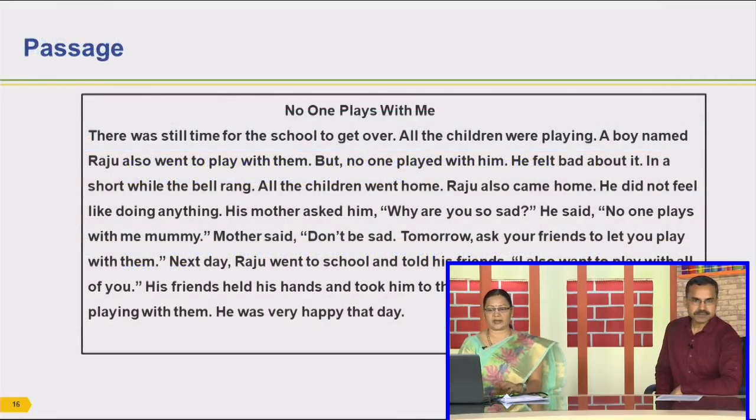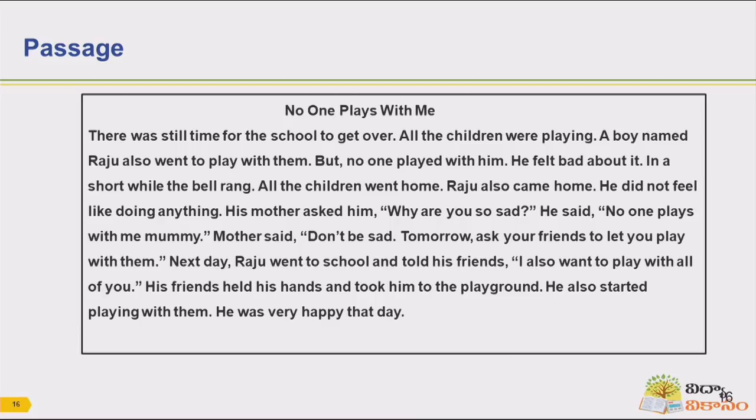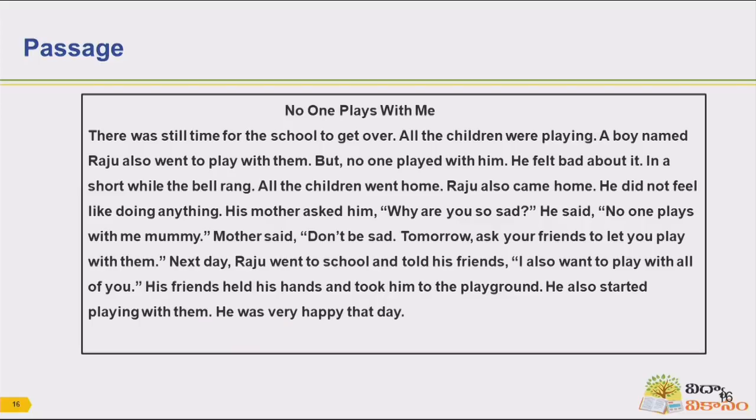So, let us see the passage that they have given in NAS. If you see this passage, they have selected a passage with a small title, No One Plays With Me. Let us see which type of questions they are giving, because if you see this passage, you will be able to know which type of questions the National Achievement Survey is giving. They have given this passage and then they have given 4 or 5 questions.